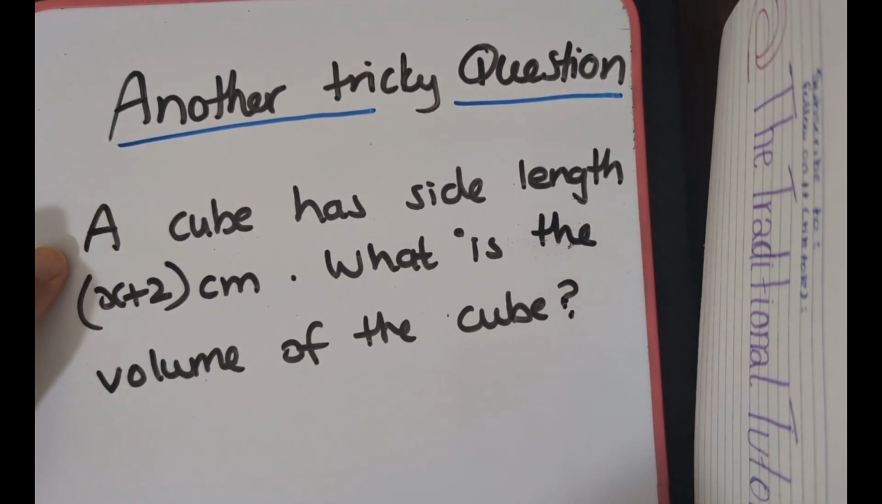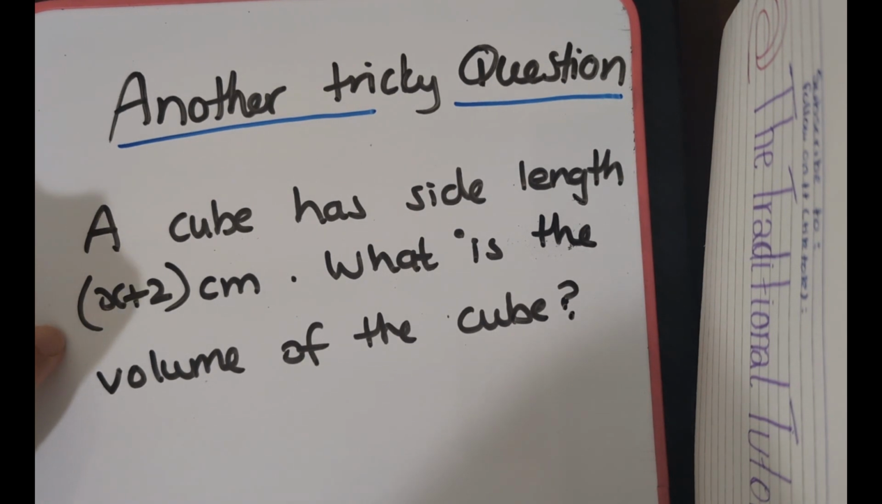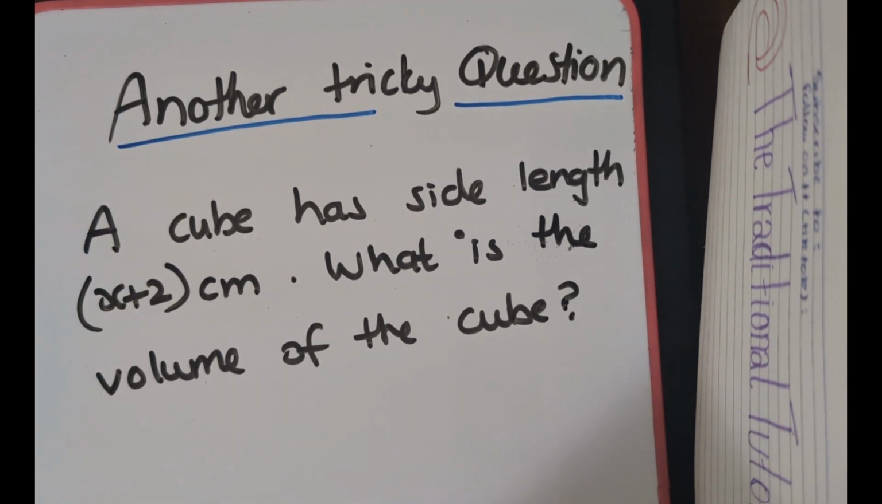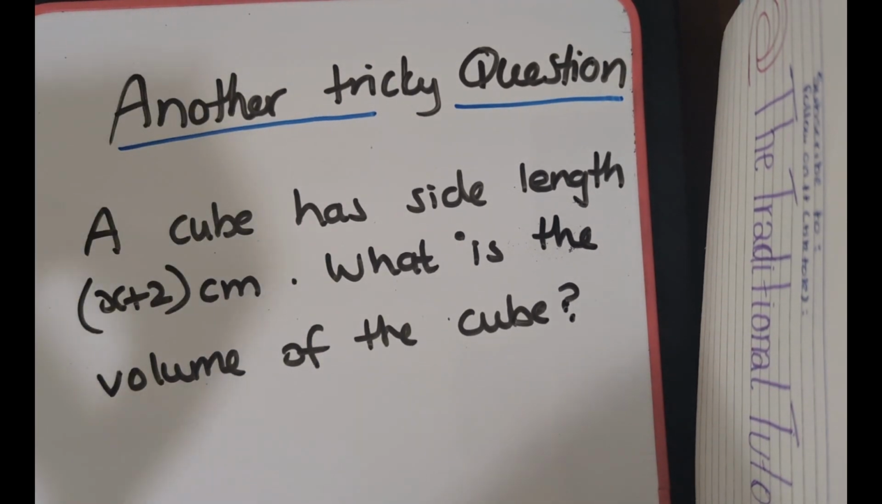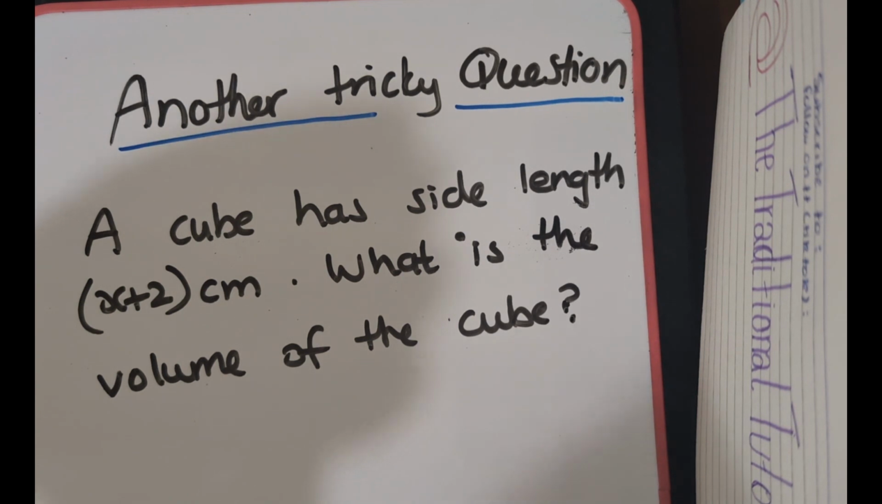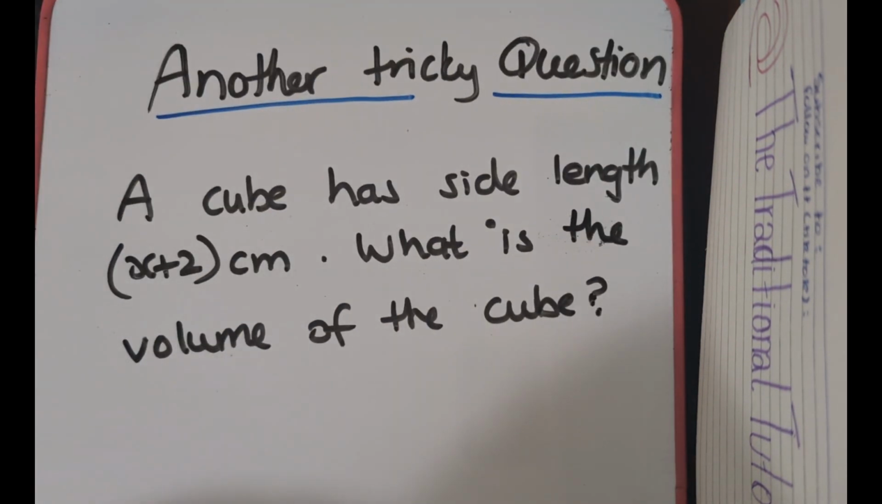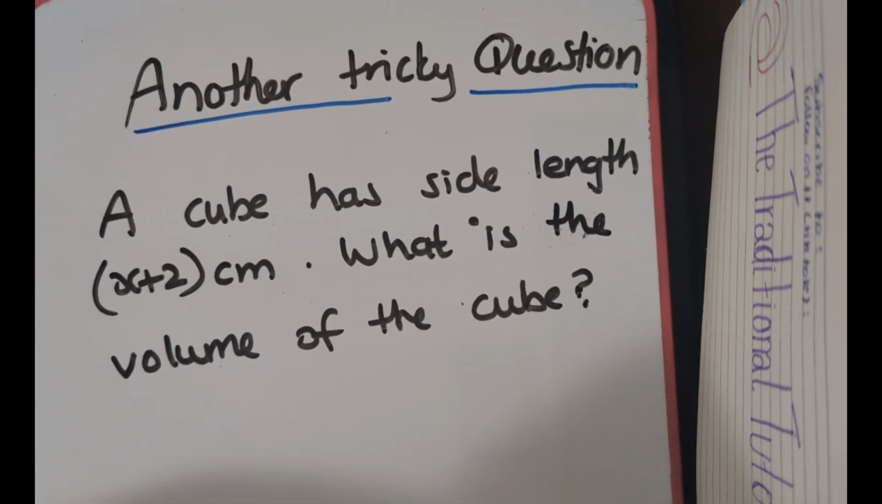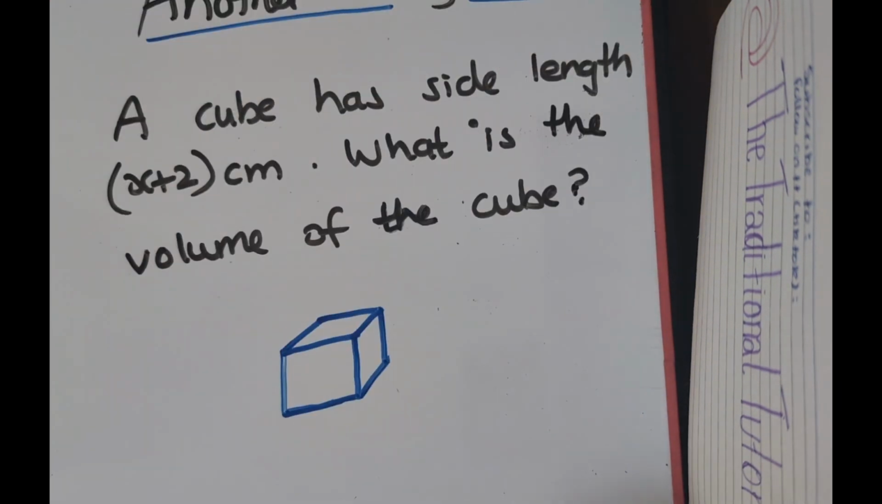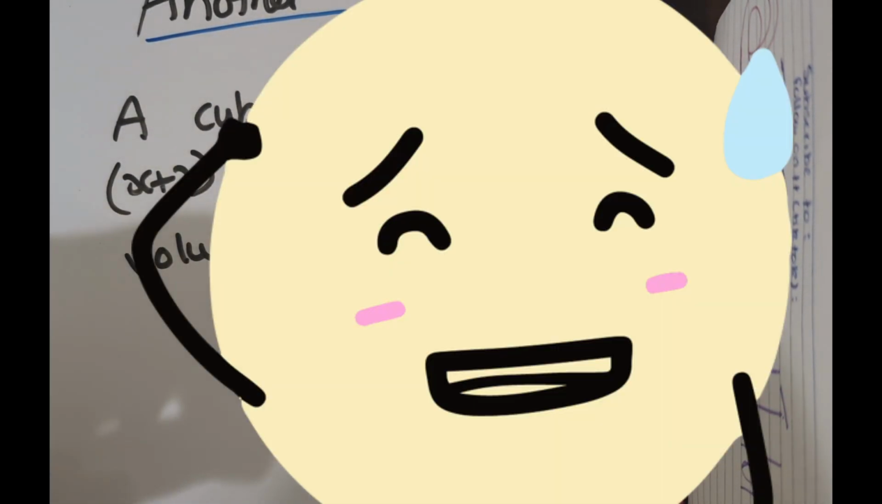So you've got a cube has side length x plus 2 centimeters. What is the volume of the cube? So for this question, you need to know what volume is, and you need to know what a cube looks like. Okay, so the best thing to do is do a sketch of a cube, and label the side lengths, and then we can go from there. Okay, and here's my lovely cube. That's just the best I could do with drawing a cube, so don't judge me there.